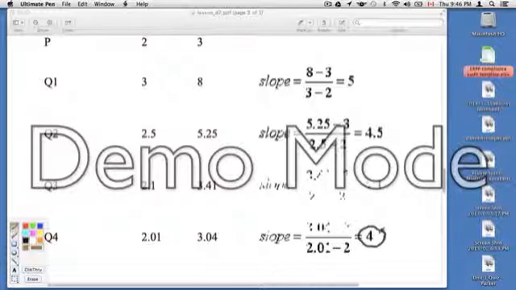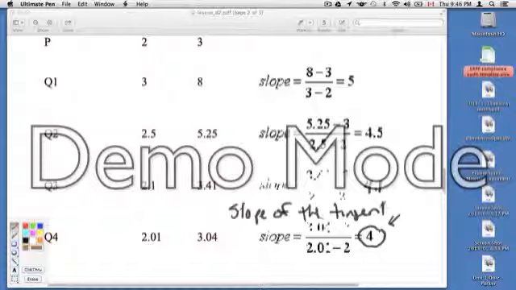And because that's where my number was heading, see, I went from 5 to 4.5 to 4.1 to 4, we would say that sort of the limit as I approach 2, 3 is equal to 4. So we would say that 4 is the slope of the tangent line. Yay!